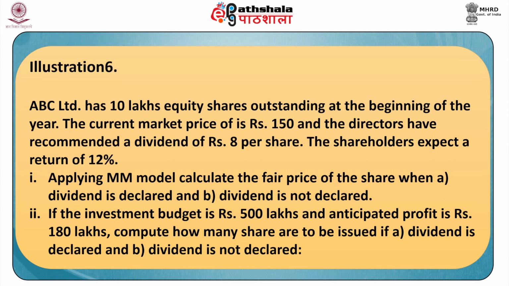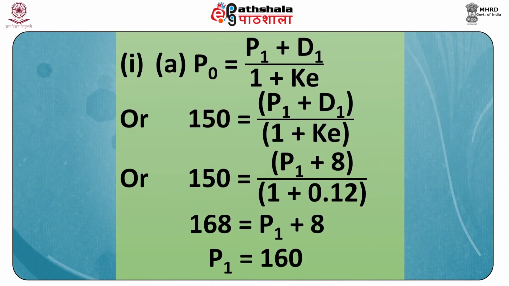First, applying the model, calculate the fair price of the share when A. Dividend is declared and B. Dividend is not declared. Second, if the investment budget is rupees 500 lakhs and anticipated profit is rupees 180 lakhs, compute how many shares are to be raised if A. Dividend is declared and B. Dividend is not declared.